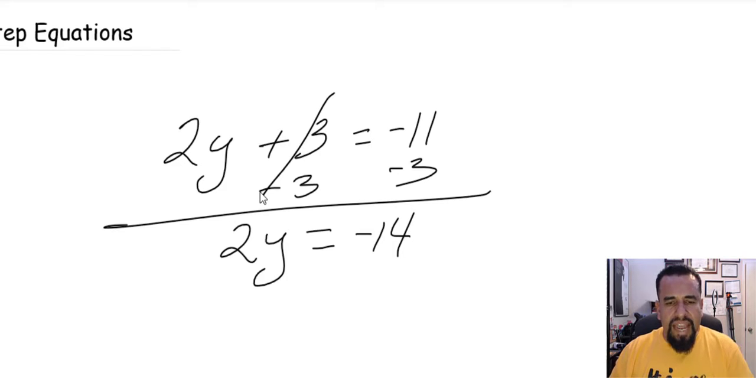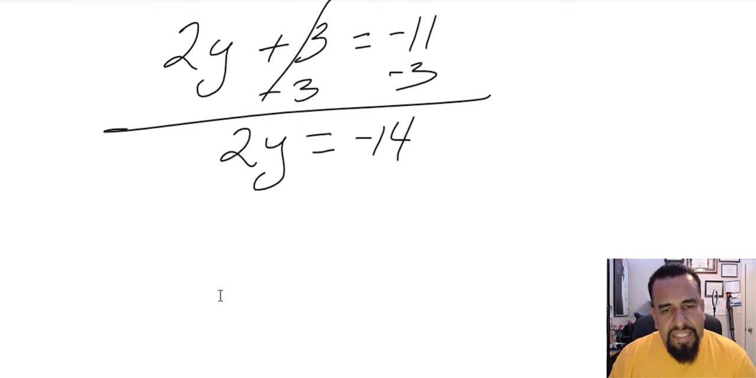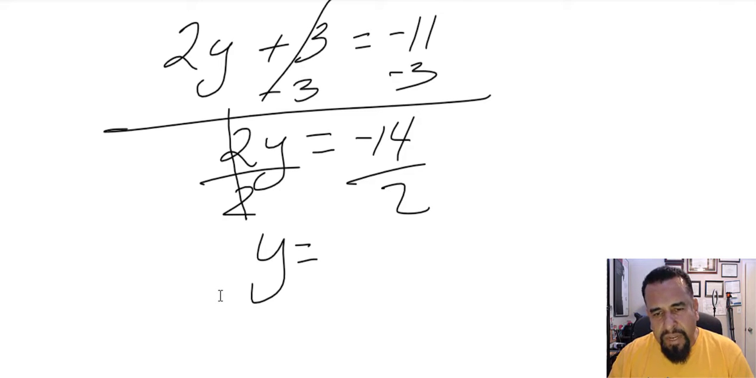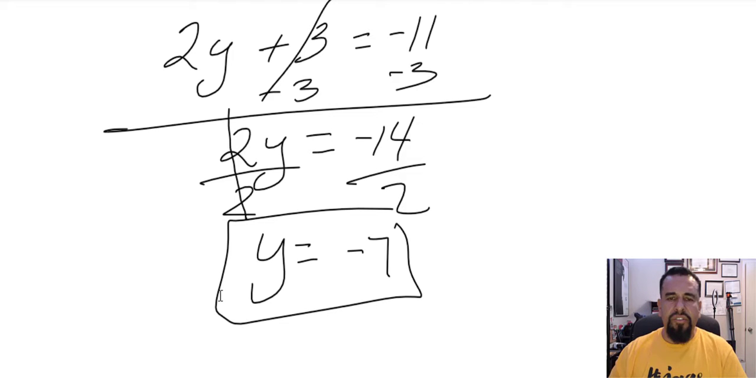Now notice I have 2 times y equals negative 14. So now I'm going to divide here by 2 and divide here by 2, because it's being multiplied, 2 times y. So again, I do the opposite, which is divide. 2 divided by 2 equals 1y. So I got y equals negative 14 divided by 2, which is negative 7. And that would be my final answer for this two-step equation.